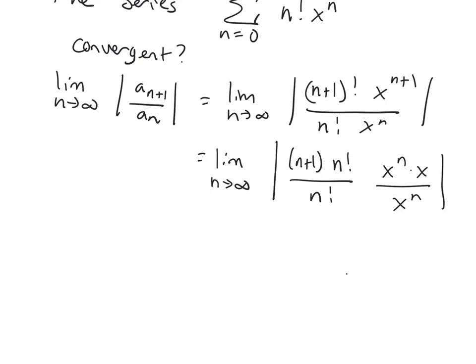What could we do from here? Your goal is to simplify. So just divide that. Just cancel them. If I look, I have n factorial and n factorial. Those will cancel. x to the n and x to the n cancel. So I'm left with two things: n plus 1 and x.